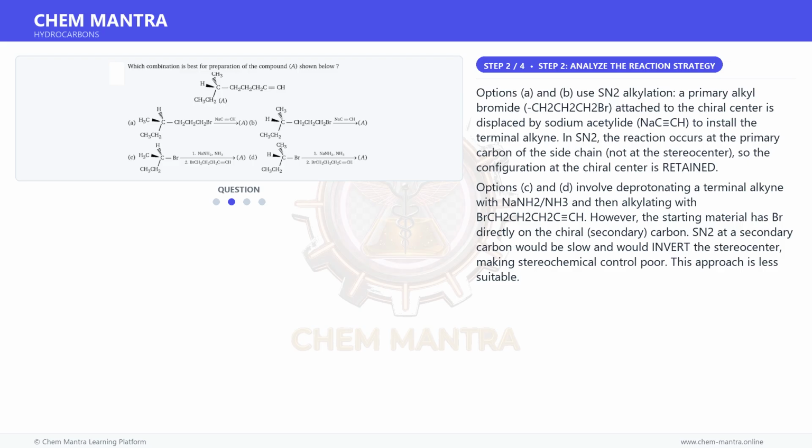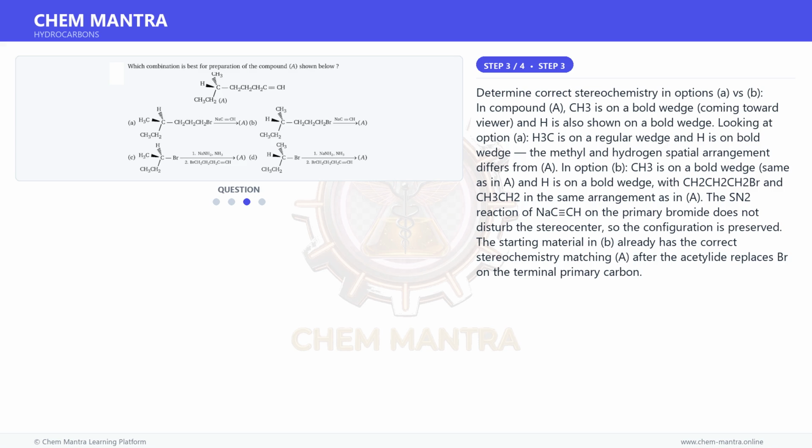Options C and D involve deprotonating a terminal alkyne with NaNH2 and then alkylating with BrCH2CH2CH2CCH. However, the starting material has Br directly on the chiral, secondary carbon. SN2 at a secondary carbon would be slow and would invert the stereocenter, making stereochemical control poor. This approach is less suitable. Moving on to the next step.